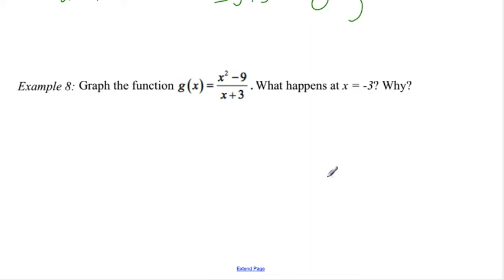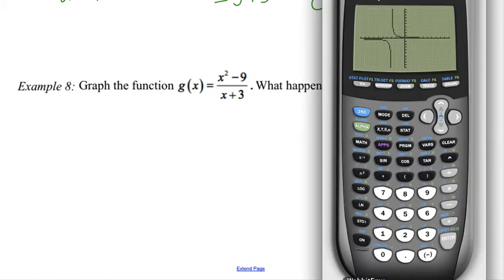Example 8, let's take a look at this one. I want to pull that graphing calculator back up, and we're going to change our equation a little bit. I want x squared, I need parentheses here. I forgot to hit insert again. x squared minus 9, divided by x plus 3. Okay, and then we're going to go ahead and graph that.